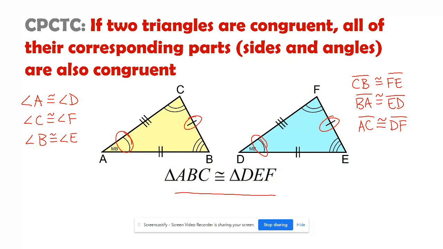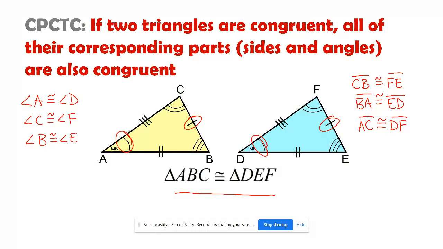Now this was pretty simple because both of these triangles are completely marked up. All the sides and all the angles have markings on them. But normally when we're showing triangles are congruent, we don't know every single side and every single angle. We're going to use like two or three different things to show the triangles are congruent. So we're going to have some stuff that's not filled in yet.